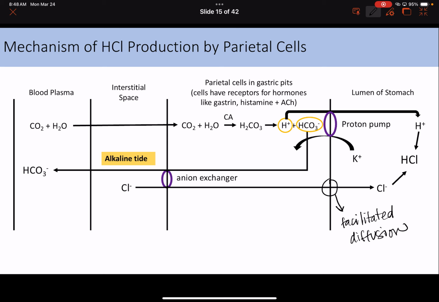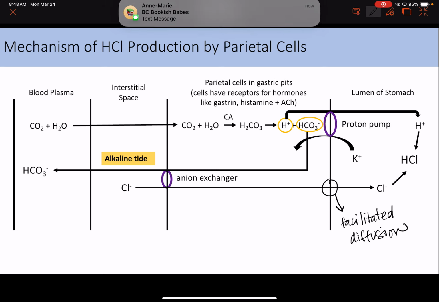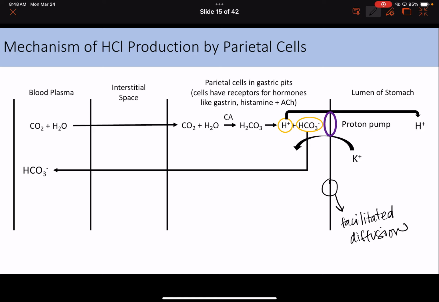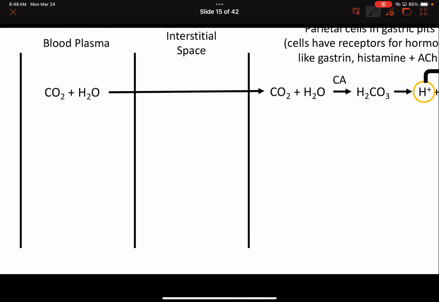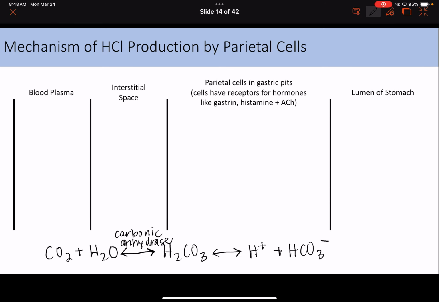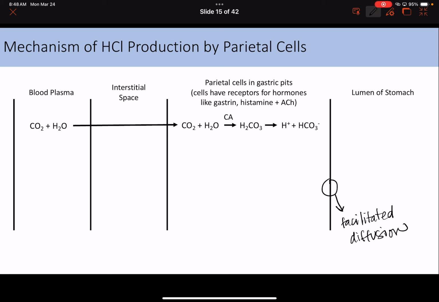And we'll go over it again on Wednesday. So I'll go through it one more time. We take some CO2 and water from the blood plasma, transport that over the interstitial space and eventually into the parietal cells, which are in the stomach. And remember that those cells have receptors for gastrin, histamine, and acetylcholine. And if all three are there, we're going to be producing lots of hydrochloric acid.